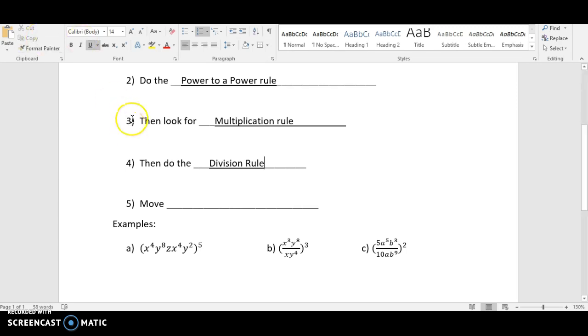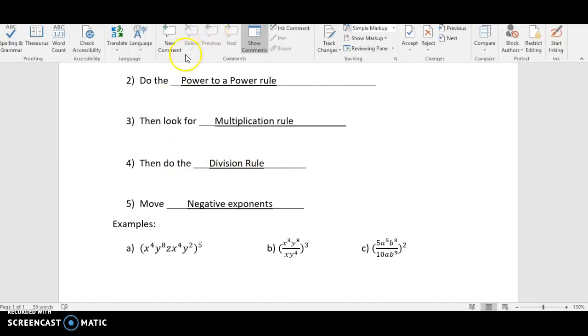I will tell you that in steps 3 and 4, you're going to just ignore negative exponents for right now. Just add them together, whether negative or not. When you do division, subtract them like they're negative. We're going to deal with negative exponents at the very end. The 5th step is going to be to move any negative exponents. Like we talked about with negative exponents before, you flip them to the opposite side. If they start in the numerator, you move them to the denominator. If they start in the denominator, you move them to the numerator. The last thing you'll do is move negative exponents around.